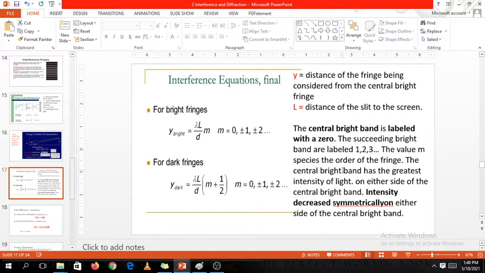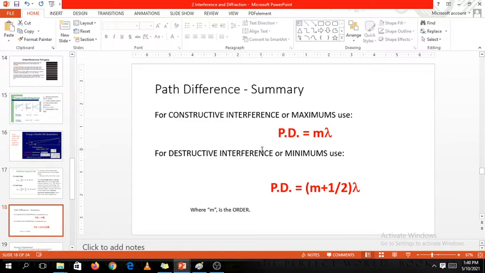The value M specifies the order of the fringe. The central bright band has the greatest intensity of light. On either side of the central bright band, its intensity decreases symmetrically. So, ang M1 sa babaw at M1 sa dalong, pareho na sila intensity. So, for dark fringe, M plus 1/2 na siya. Okay? Because they are out of phase.